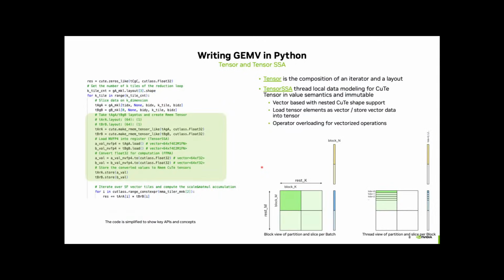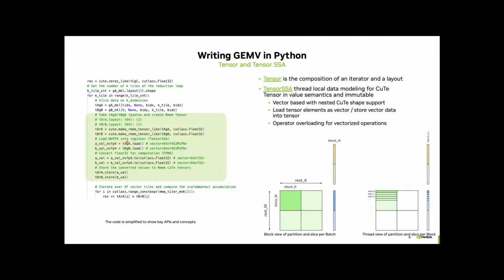The third feature I think is quite useful is the tensor and the tensor SSA concept in CuTe DSL. The tensor is mainly the composition of an iterator and the layout of the memory. It contains support for global memory, shared memory, register memory, and tensor memory. And the tensor SSA value is just a local data modeling for the CuTe tensor in value semantic and immutable.